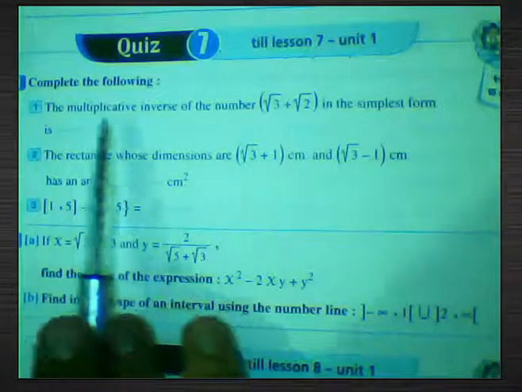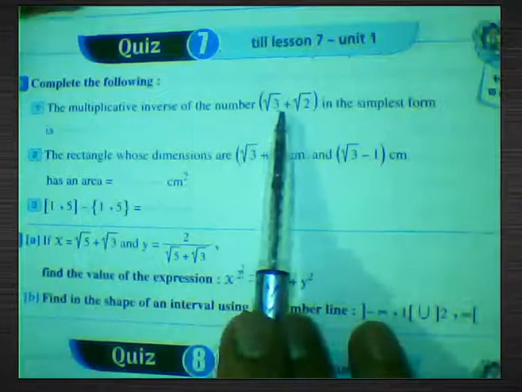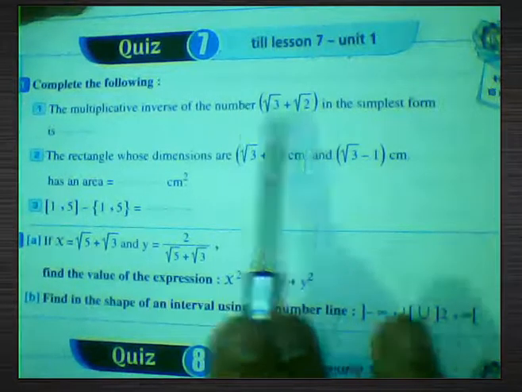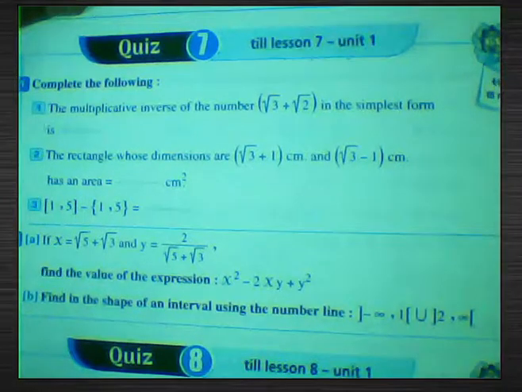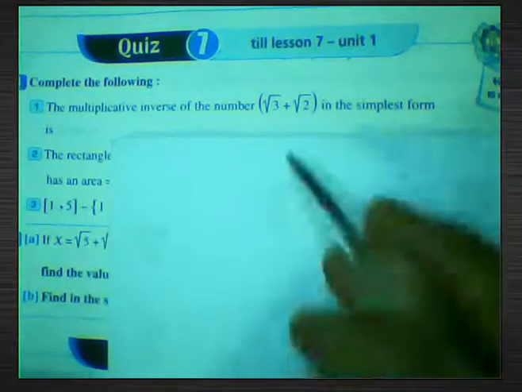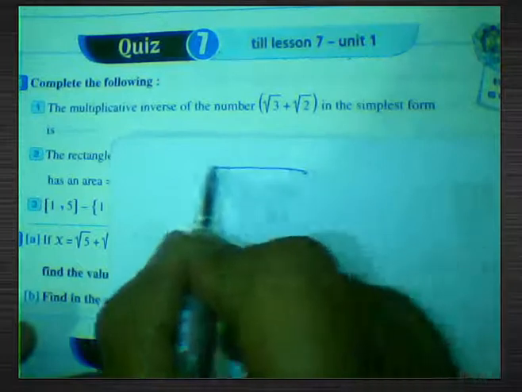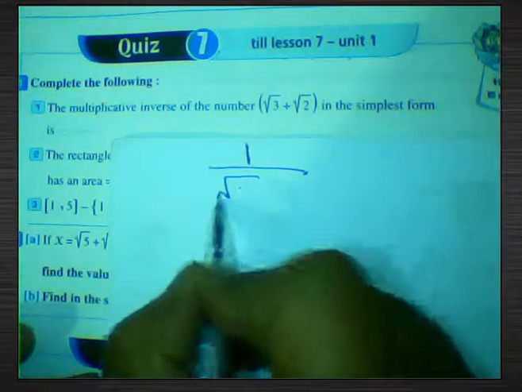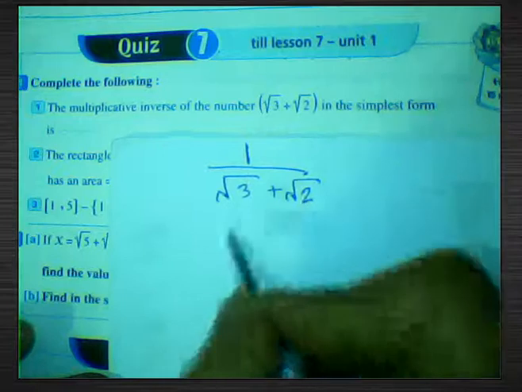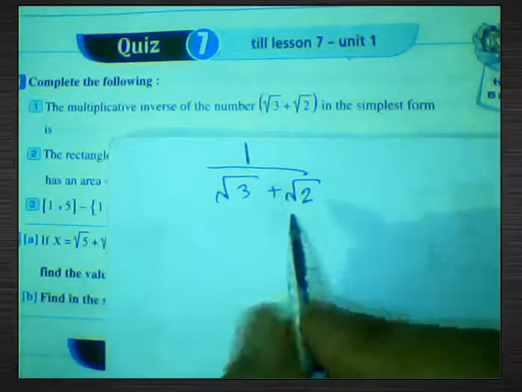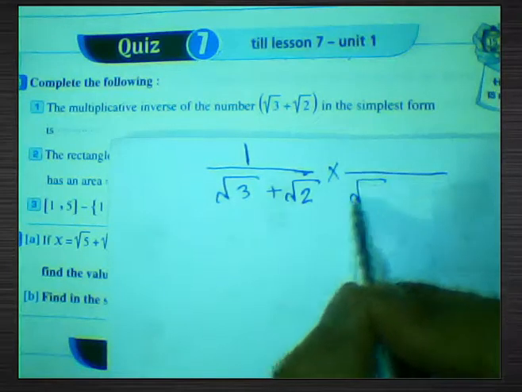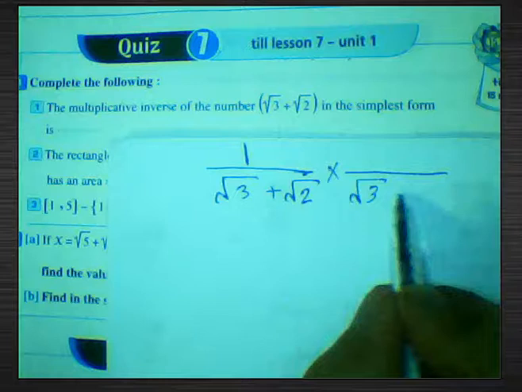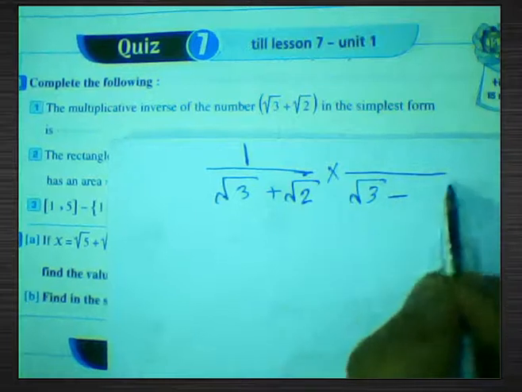Number 1, the multiplicative inverse of the number (square root of 3 plus square root of 2) in the simplest form is. First, we will solve it. We want to find the multiplicative inverse. The multiplicative inverse of this is 1 over square root of 3 plus square root of 2. We must find the result in the simplest form by multiplying by the conjugate number, which will be square root of 3 subtract square root of 2.